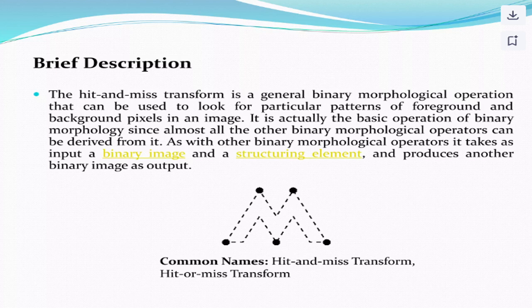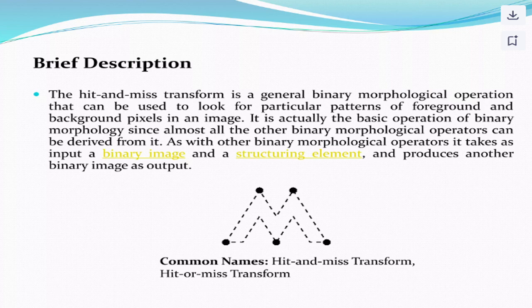So the hit and miss transform is a general binary morphological operation that identifies specific patterns in a binary image. It operates on binary images and uses structuring elements to detect foreground and background patterns. Unlike other binary morphological operations, this method takes into account both foreground pixels and background pixels. Foreground pixels are represented as ones and background pixels are represented as zeros. The output is another binary image highlighting the matching pattern.